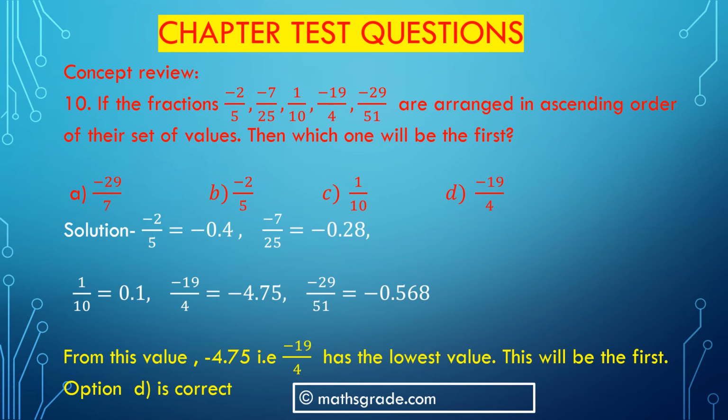First we have to convert these rational numbers into decimals. -2/5 is -0.4, and -7/25 is -0.28. 1/10 is 0.1. -19/4 is -4.75, and -29/51 is -0.568.